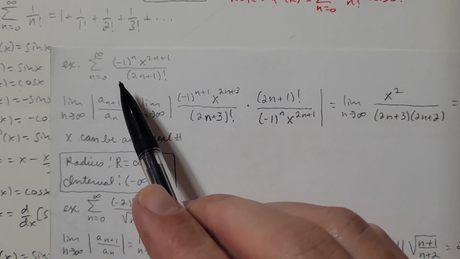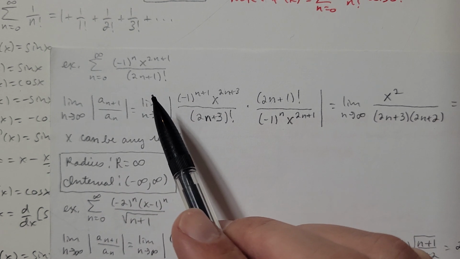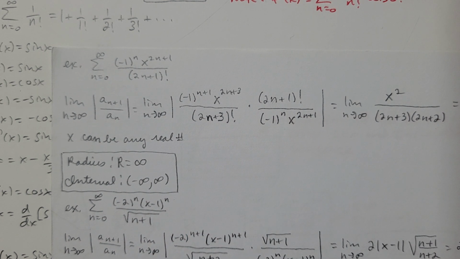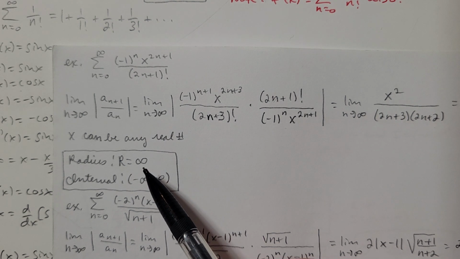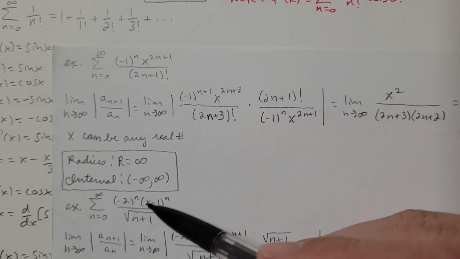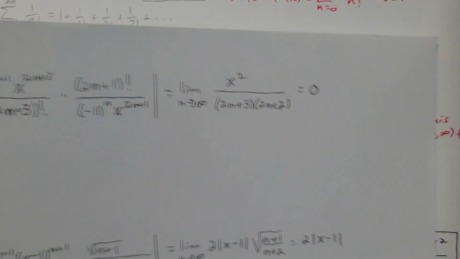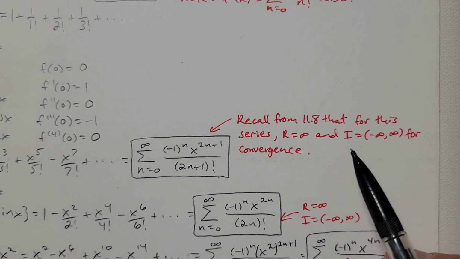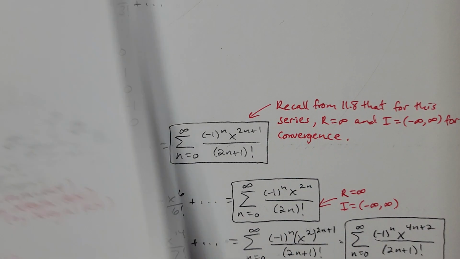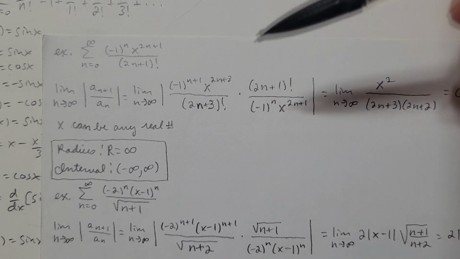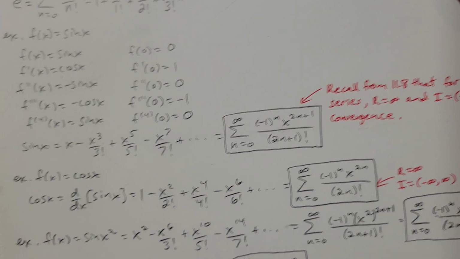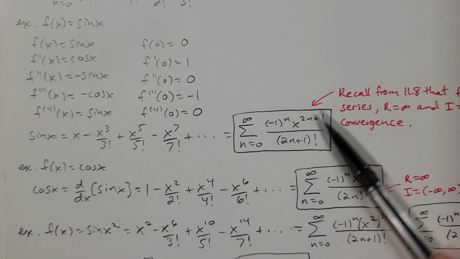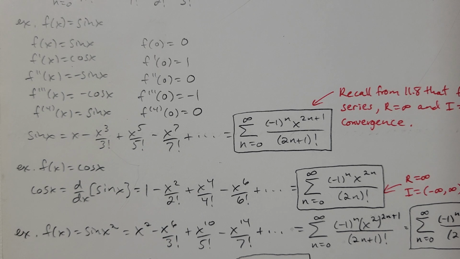Now, if you remember from section 11.8, we've already seen this series. This is 11.8, when I was first talking about power series. We found that the radius is infinity and the interval of convergence is all real numbers, negative infinity to infinity. I mentioned that this is a formula for sine x. So sine x is equal to the summation as n equals 0 to infinity of negative 1 to the n times x to the 2n plus 1 divided by 2n plus 1 factorial.